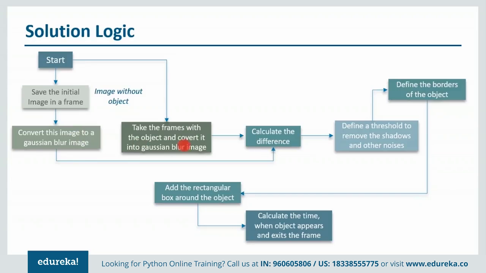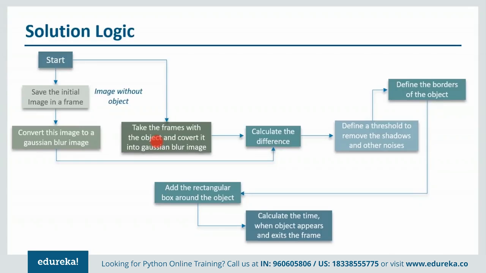Then we'll take the frames with the object and convert them into Gaussian blur images. So basically this is done to give us accurate results, right? So a Gaussian blur image is something like that. You don't have to go into too much detail here to execute it, but just understand it. Just to increase the efficiency, we are converting our images to Gaussian blur. So we are converting our first image also to Gaussian blur, and the subsequent frames that will appear will also be converted to Gaussian blur images.